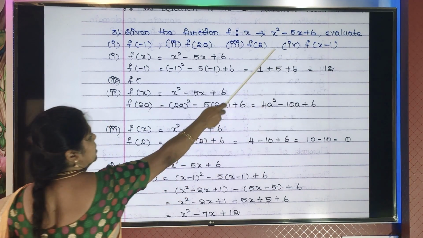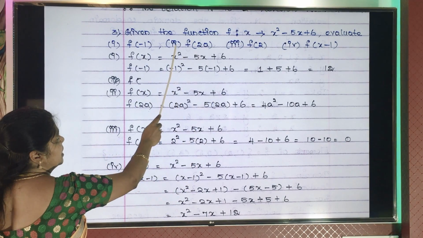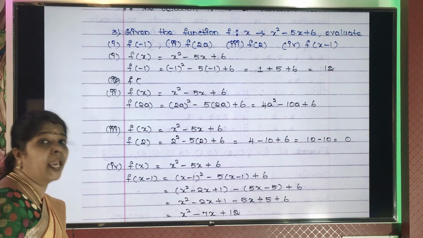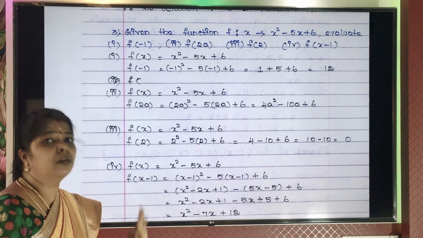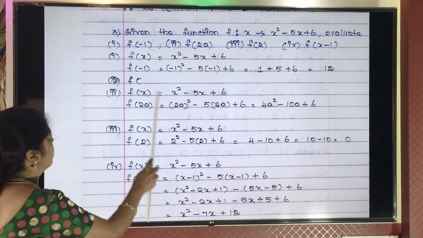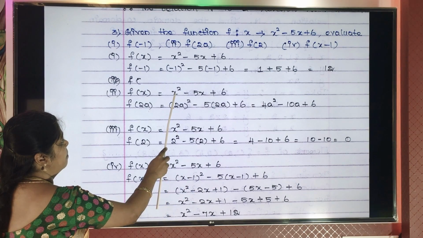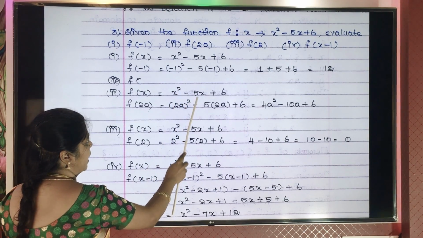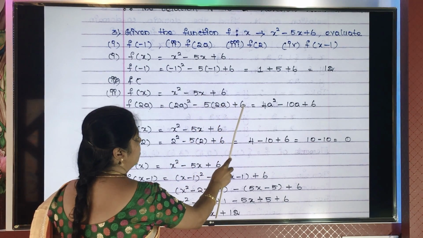Now let us go into the second subdivision. Again, what is f of x? So take and write that. Now the second subdivision says you need to find f of 2a. So in the place of x, you need to substitute 2a. So what will be the answer? Instead of x squared, (2a) the whole squared, minus 5 into, in the place of x, you put 2a, plus 6.